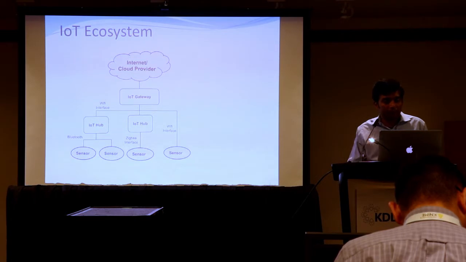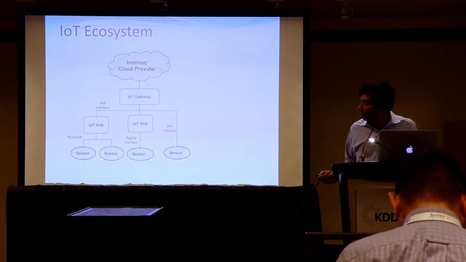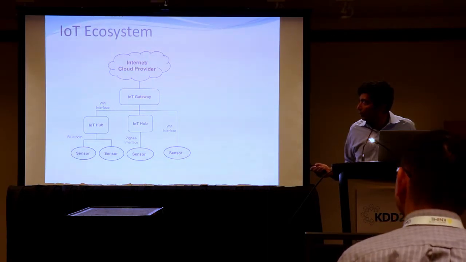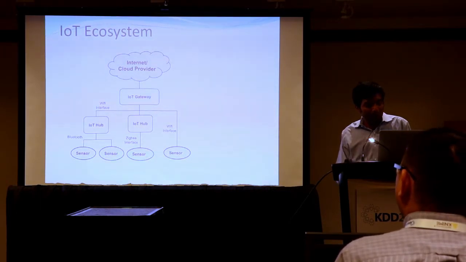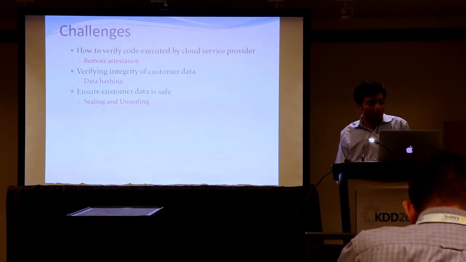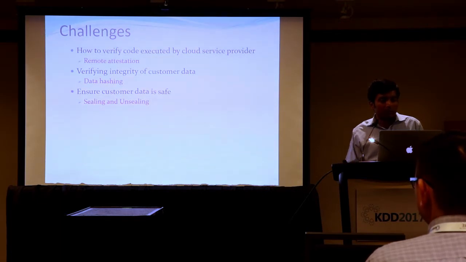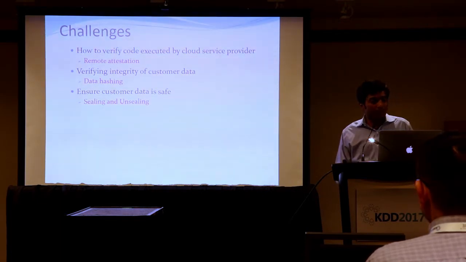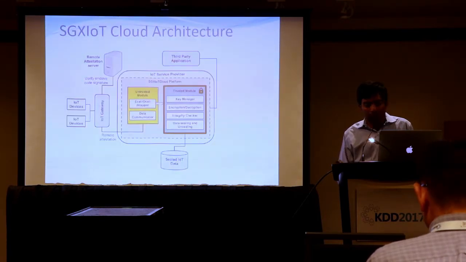Now the authors try to extend this work to the IoT framework. IoT is a bunch of sensors that generate a humongous amount of data, and that goes to the IoT cloud. The goal here is to secure those data. For that they use remote attestation first, and then the integrity of the customer data using hashing, and they ensure the customer data is safe. Sealing and unsealing will be used.